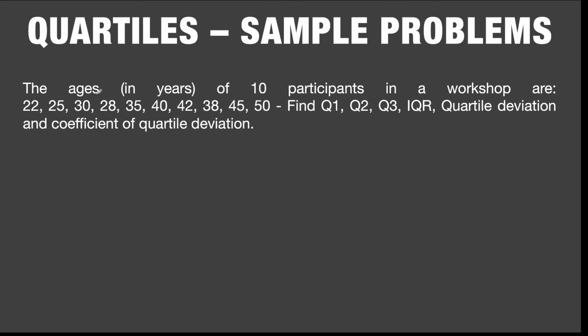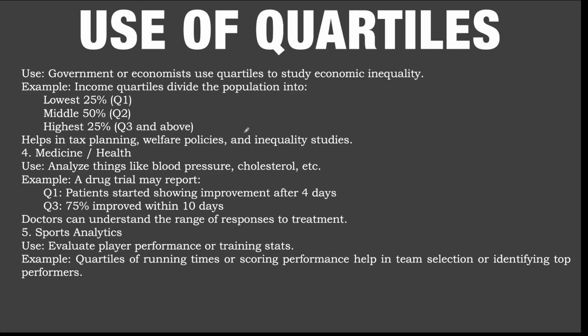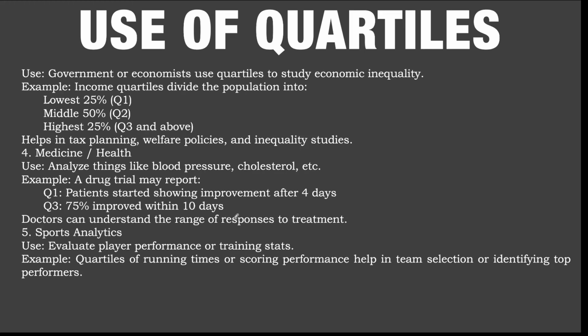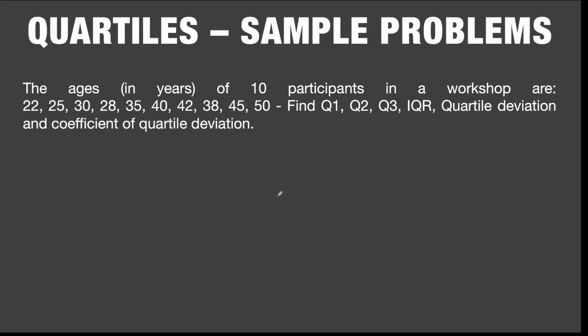The ages in years of 10 participants in a workshop are given. Find Q1, Q2, Q3, IQR, quartile deviation, and coefficient of quartile deviation. Let me take you back to the formulas once again. In the first quartile, there is nothing in the coefficient side. In the second quartile, there is 2. In the third quartile, there is 3. So you have to remember the formulas like this: (n plus 1) by 4. Why does 4 come? Because we are talking about quartiles, meaning 1 by 4.